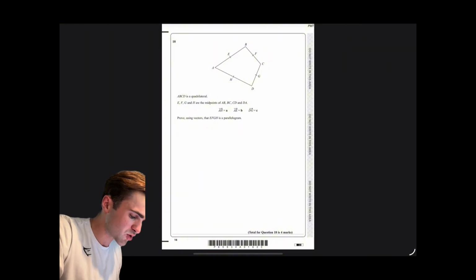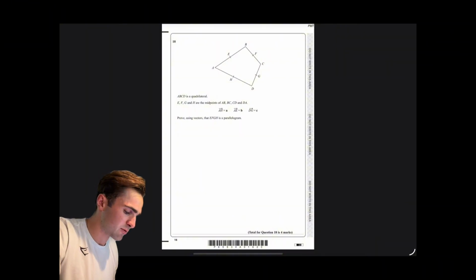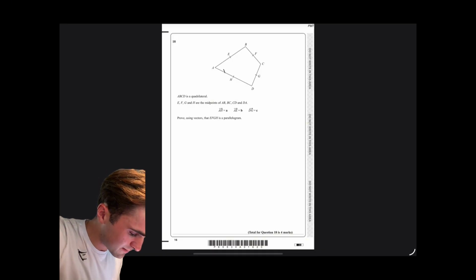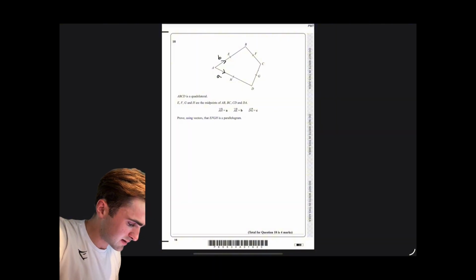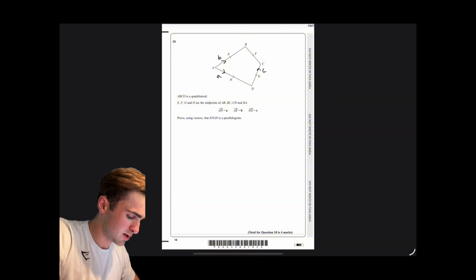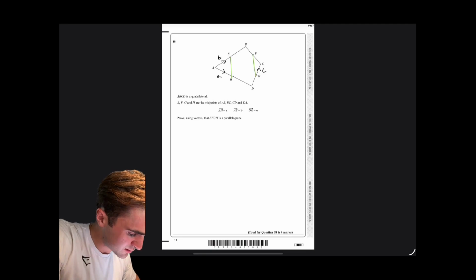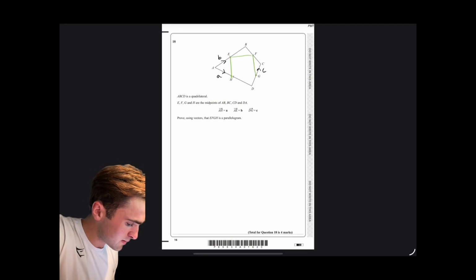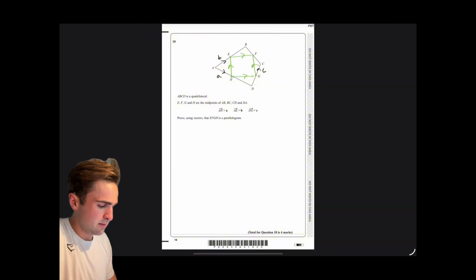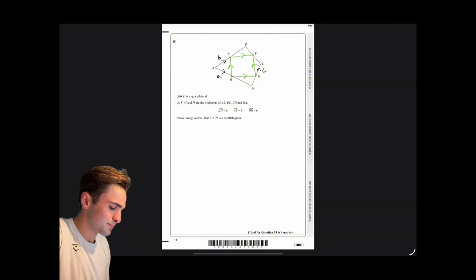18. ABCD is a quadrilateral. E, F, G, H are the midpoints of AB, BC, CD, and DA. AH is a. AE is b. DG is c. Prove using vectors that EFGH is a parallelogram. So we have this shape made of the midpoints. So we're going to write our vectors. They need to point in the same way for them to be equal. Prove using vectors that this is a parallelogram.